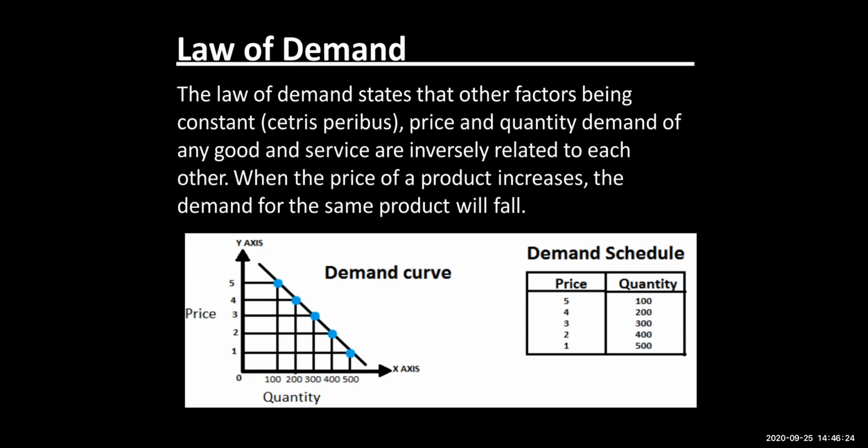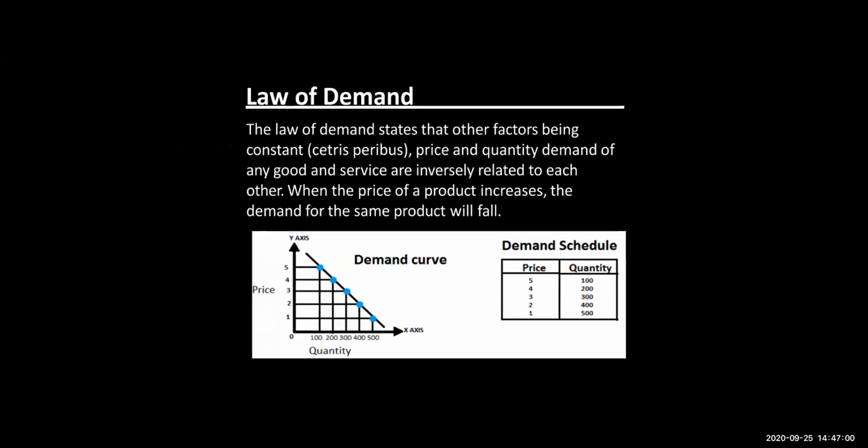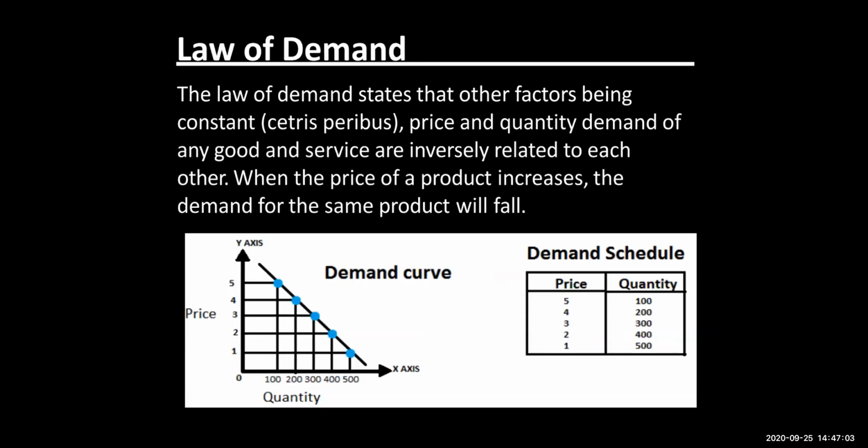So assuming that all the other factors are constant and price alone is a variable factor, when the price of the commodity increases, the demand decreases. And when price decreases, demand increases. We can see that in the demand schedule also. You can see the inverse relationship: when the price is decreasing from 5 to 4, the quantity demanded is increasing from 100 to 200. This shows an inverse relationship between demand and price. And due to this inverse relationship, the demand curve is always downward sloping.